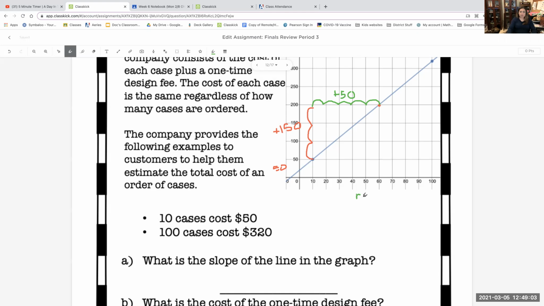So remember, rise over run. Some of you guys put your numbers backwards. So I rose 150. I ran 50. So how many times does 50 go into 150? Goes in 3 times. And I'm gonna put this on the side because some of you guys actually wrote right here.